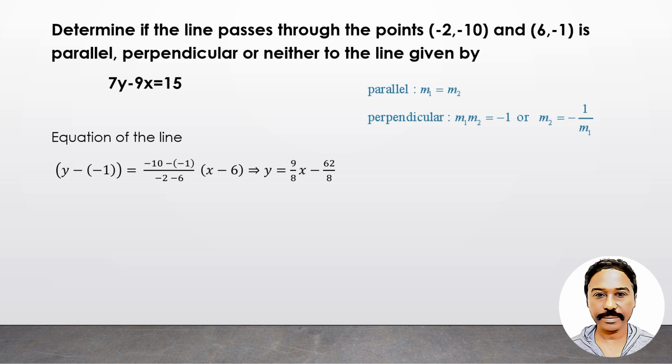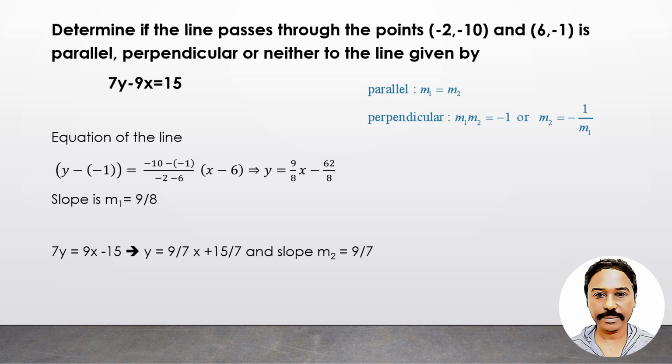Do the math. You'll get y equals 9 over 8 x minus 62 over 8. That means the slope is the x coefficient, which is 9 over 8 here. So slope m1 is equal to 9 over 8 from this equation. Now you compare this m1 to the slope of the given equation, 7y minus 9x equals 15, and we put y alone on the left hand side and everything on the other side.